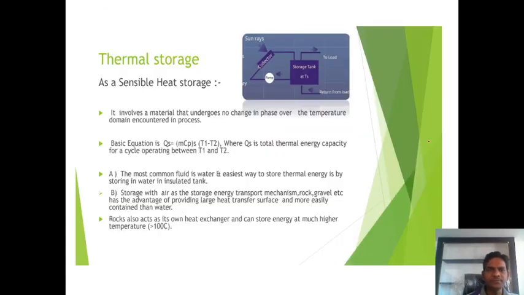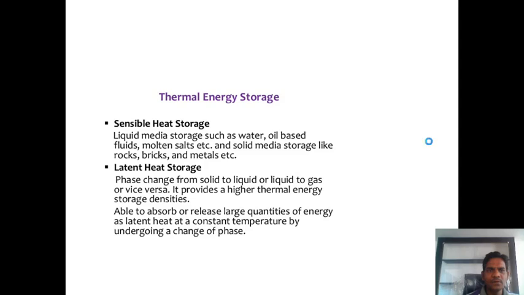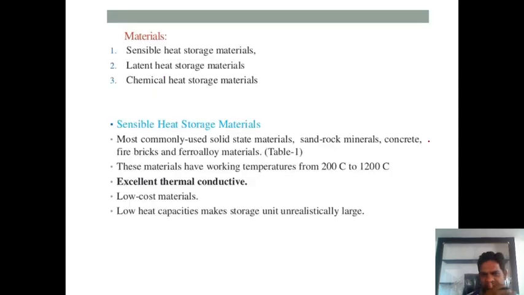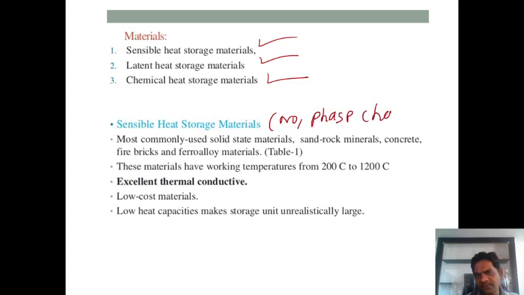So first of all, you see here, what are the materials? Sensible heat storage, latent heat storage, and chemical heat storage. So you know, in sensible heat there is no phase change, guys. In sensible, no phase change.